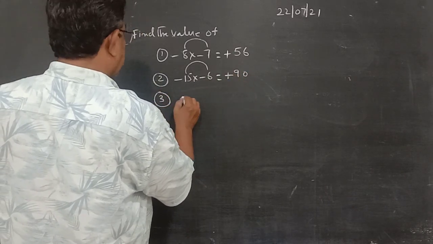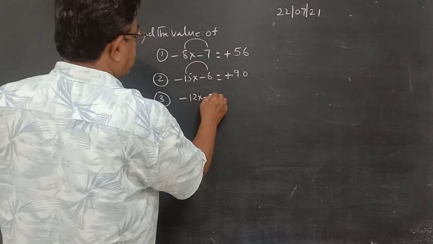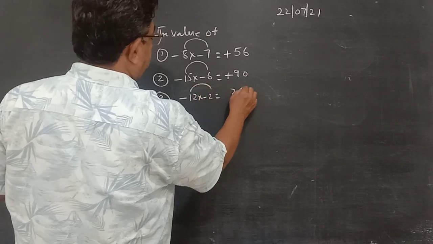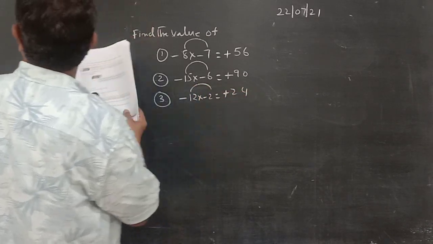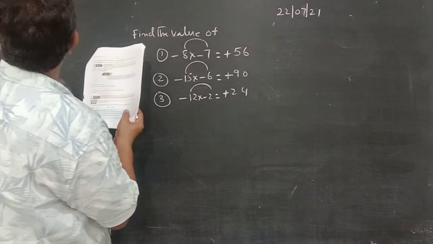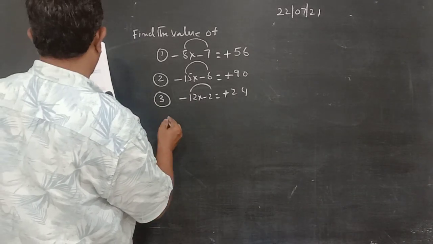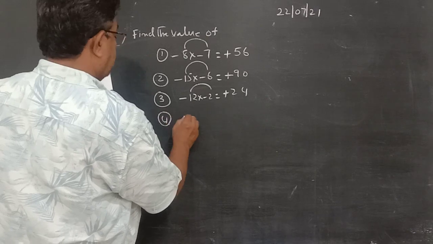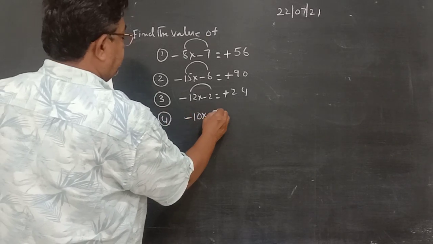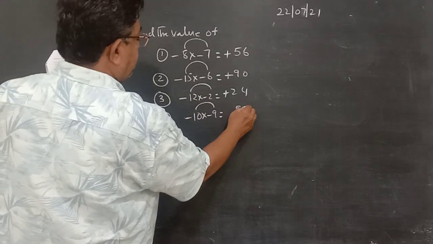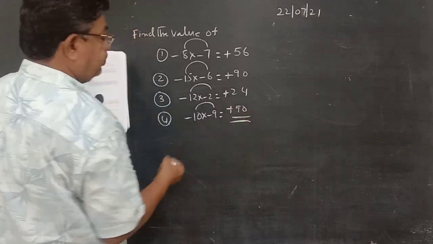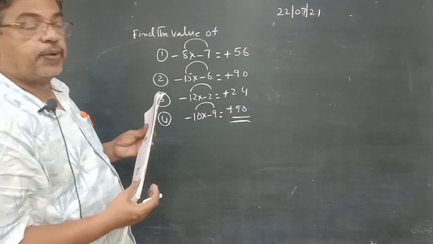Third one, minus 12 into minus 2. 12 into 2, 24. Minus into minus plus. Next, fourth one, minus 10 into minus 9. 10 into 9, 90. Minus into minus plus. This is how we get the product.